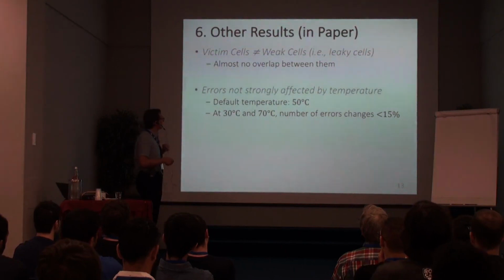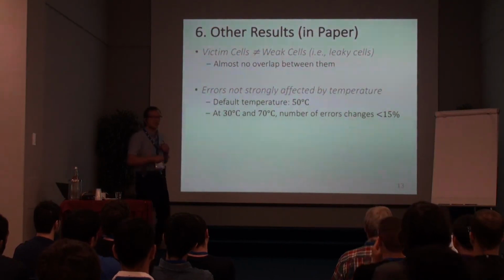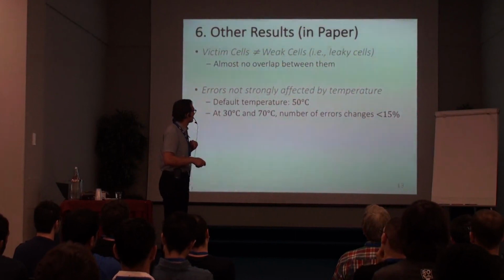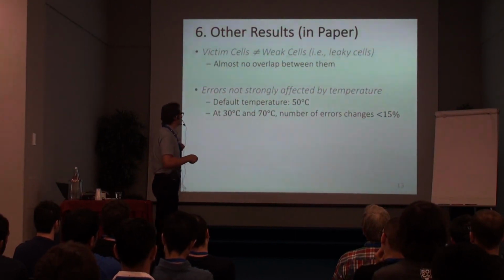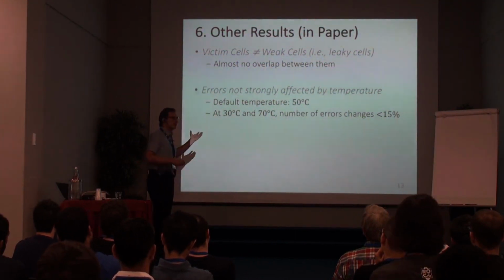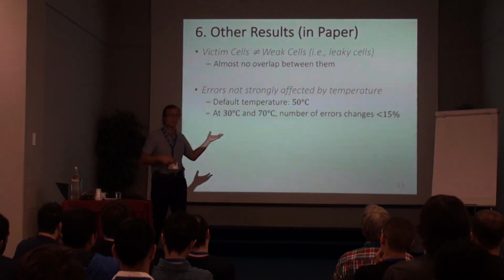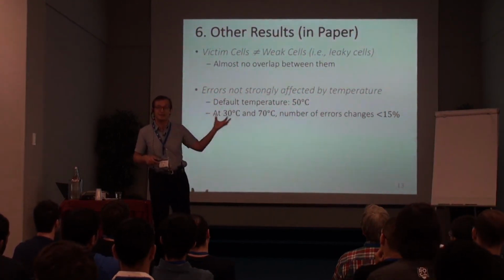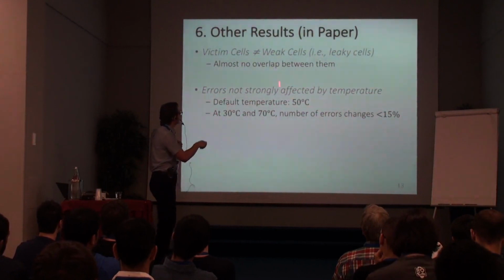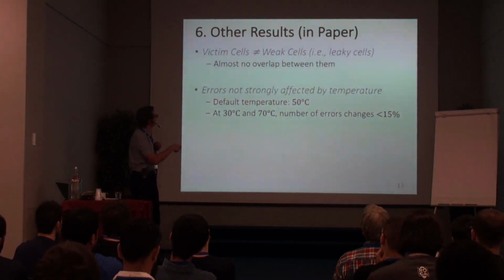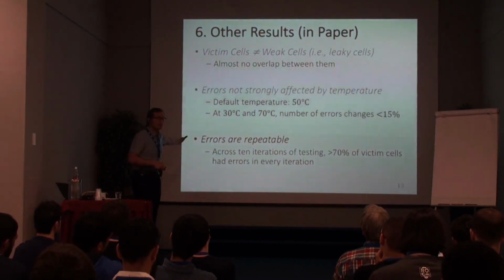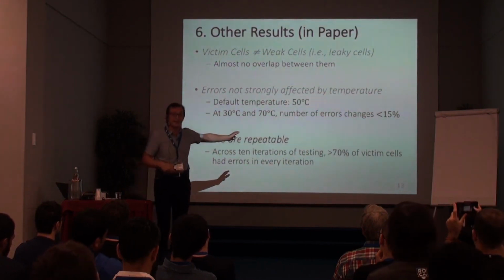Errors are not strongly affected by temperature. There is some effect, but it's not strong. I think more studies need to be done here, but basically those things that we've discussed are not affected by temperature, whereas charge leakage is very much affected by temperature. This also shows that there is not much overlap between victim cells and weak cells. Errors are also repeatable.